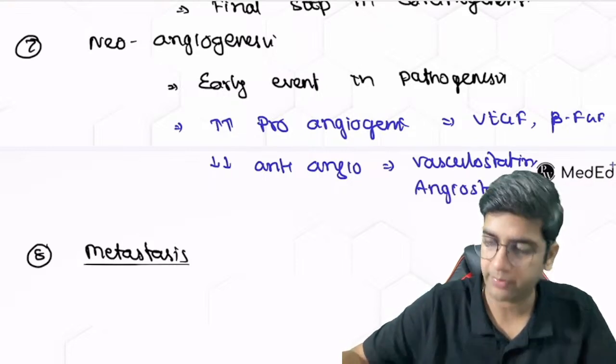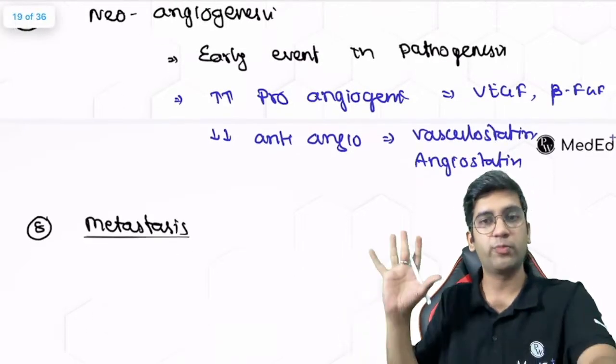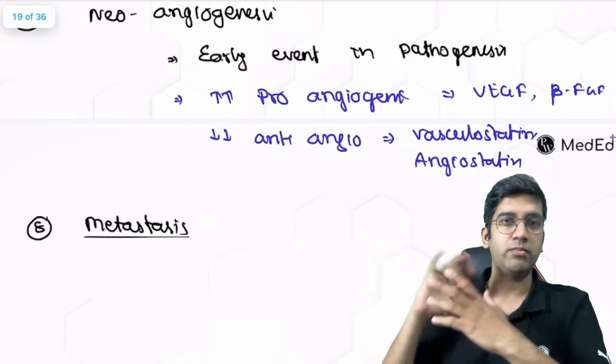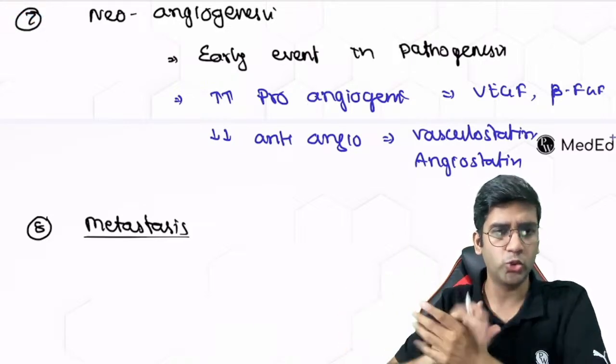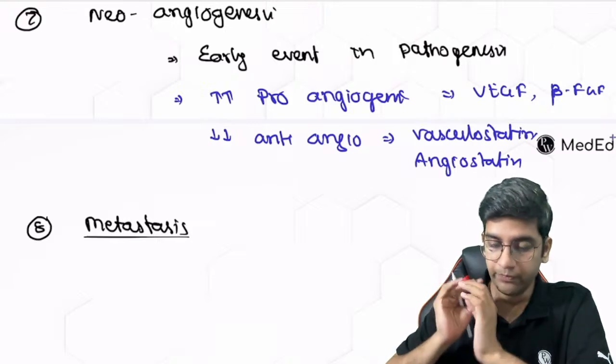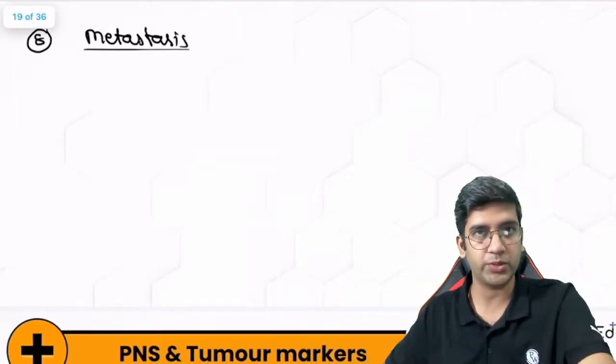Statin, it's going to stop, right? So these become less. So totally, there's more pro-angiogenic protein, which increases the blood supply, neoangiogenesis. More blood vessels, obviously it will help in more growth, right? That's the concept here. The last but not the least is metastasis. We read about metastasis in the 5-mark question, right?